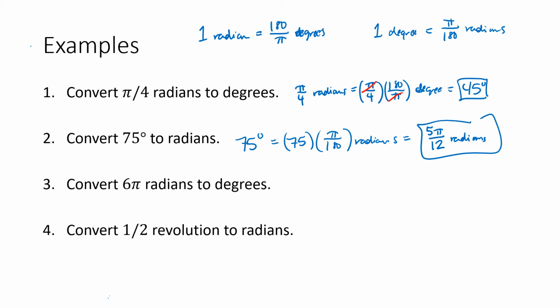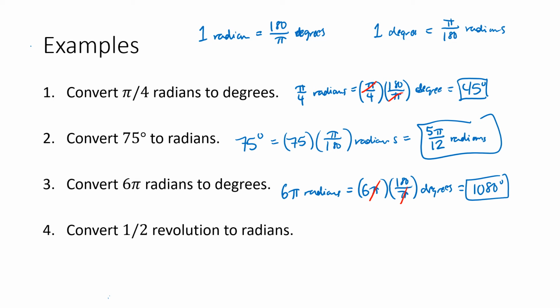So what about 6 pi radians? Well, again, we're going to use our radians to degrees formula. We know that 1 radian is 180 divided by pi degrees, so 6 pi radians is going to be 6 pi times 180 divided by pi degrees. Again, our pi's are going to go away. That's another reason why we like to leave the pi in our radian measures, is because we get exact answers, and that's going to work out to be 1080 degrees.